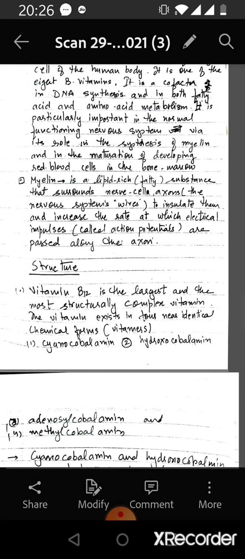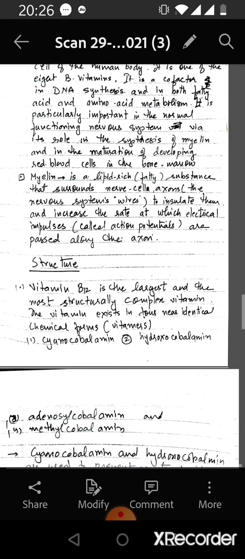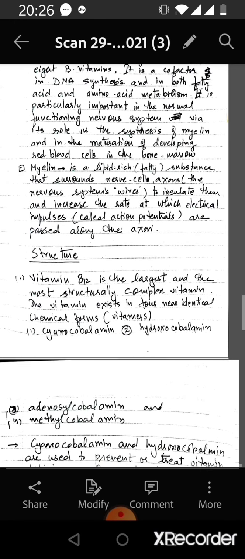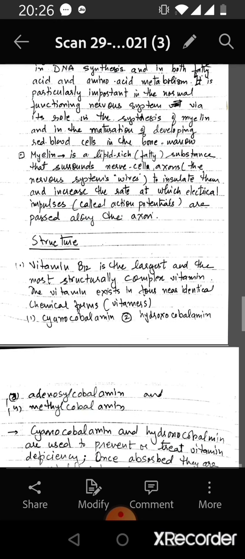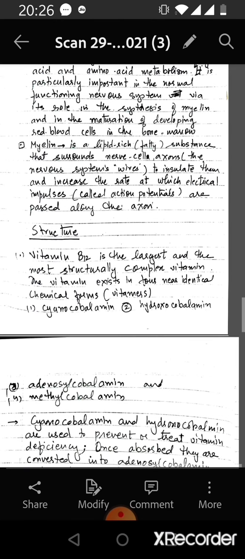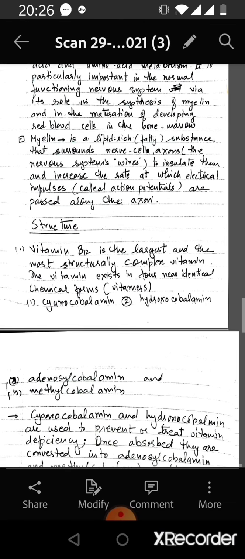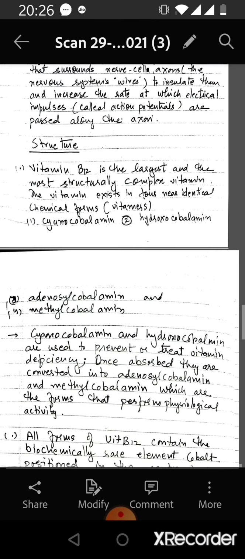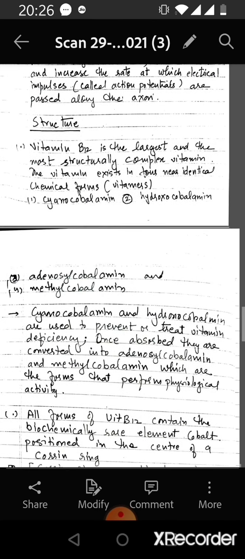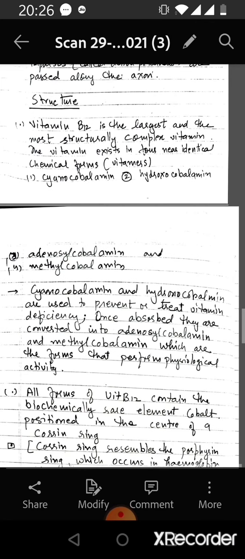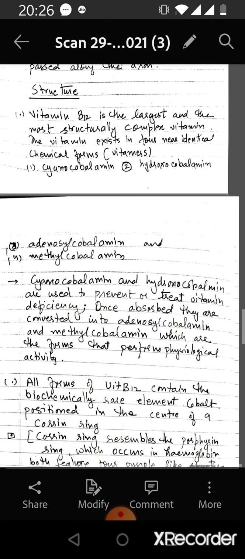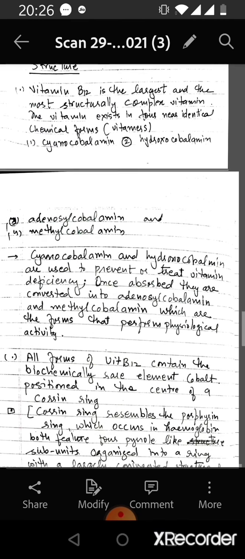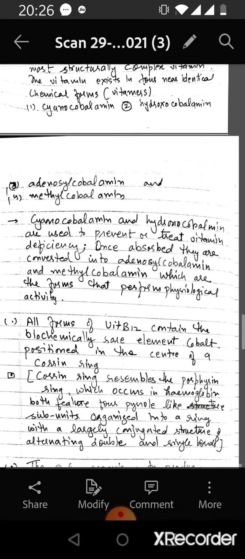Myelin is a lipid-rich or fatty substance that surrounds the nerve cells' axons. Axons are the nervous system's wires. Myelin insulates them and increases the rate at which electrical impulses, called action potentials, are passed along the axon. If we come to the structure, then vitamin B12 is the largest and the most structurally complex vitamin. The vitamin exists in 4 near identical chemical forms, that is: cyanocobalamin, hydroxocobalamin, adenosylcobalamin, and methylcobalamin.